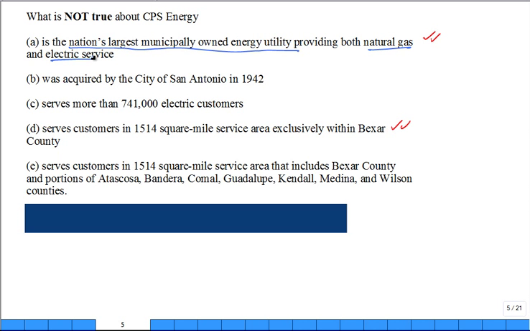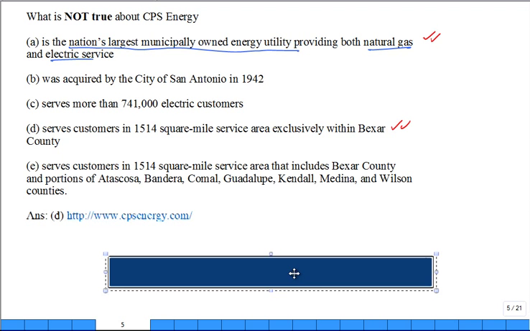You live in a very unique region. You go to Houston, do they have a municipally owned utility provider in Houston? No, they don't at all. Austin does, but if you go up to Dallas-Fort Worth, no. They have private companies that are utility providers. Once you're a municipally owned utility provider, you basically have a monopoly, but you're a regulated monopoly by the PUC, the Public Utility Commission. You can go check out CPS Energy.